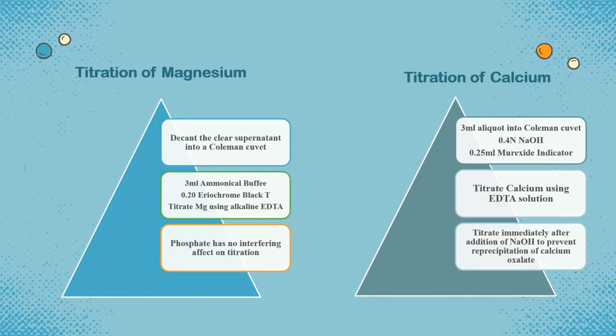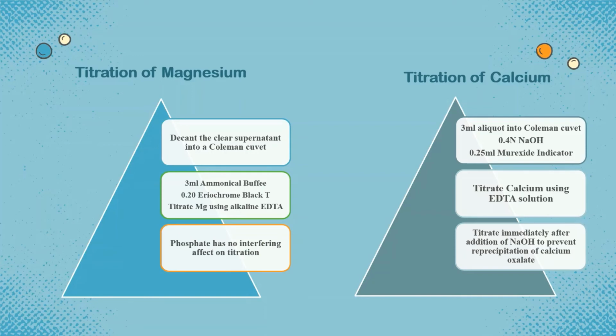The next steps are titration of magnesium and calcium, simple titration processes. For titration of magnesium, we decant the clear supernatant into our conical flask. We add 3 ml of ammoniacal buffer and 0.20 Eriochrome Black T indicator, which I have already shown. We titrate magnesium using alkaline EDTA. We have to remember that phosphate has no interfering effect on titration.